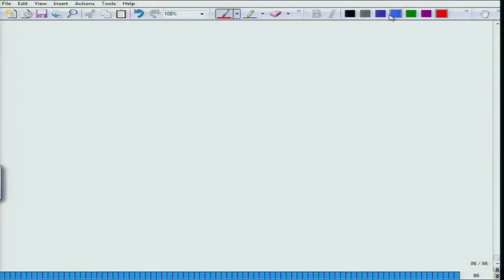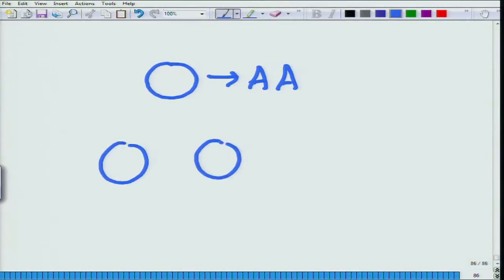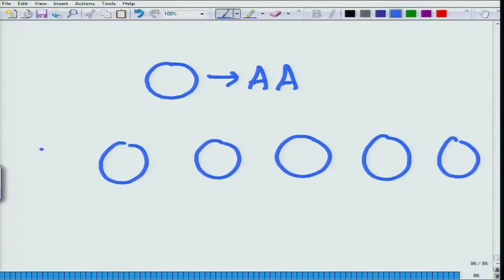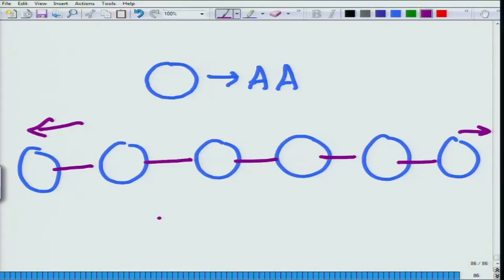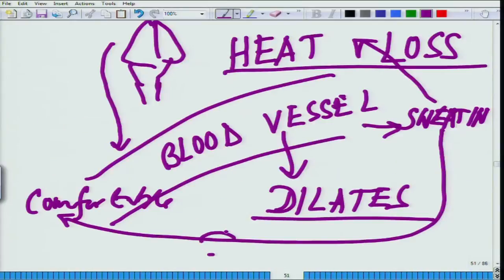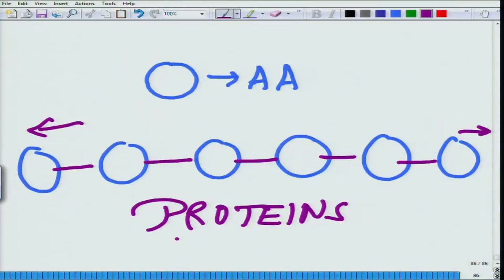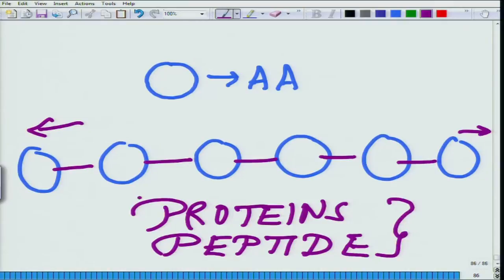For example, if this circle represents an amino acid (AA), amino acid 1, amino acid 2, amino acid 3, amino acid 4, amino acid 5, amino acid 6, these amino acids are attached to each other and form a long chain, and that is what makes a protein. When this chain is fairly small, it is also called a peptide. We'll talk about different bioactive peptides, which play a critical role in our system.